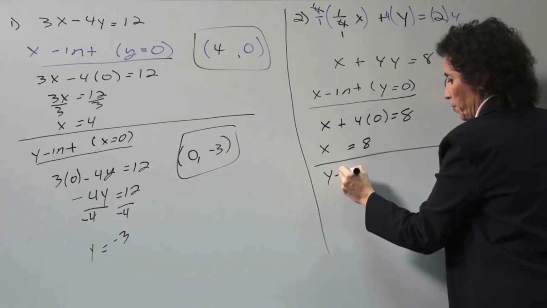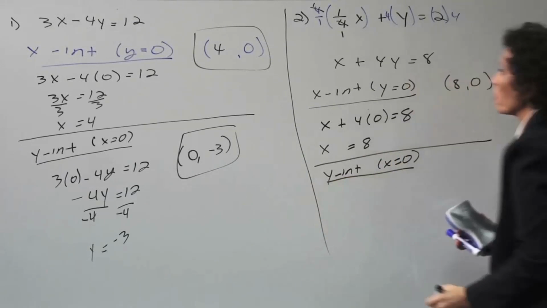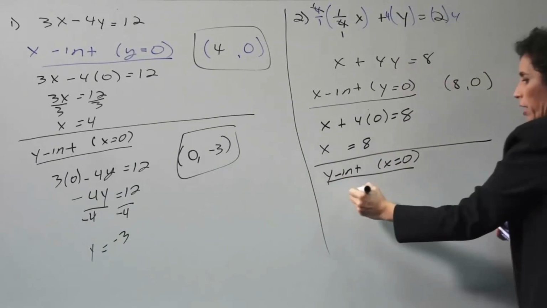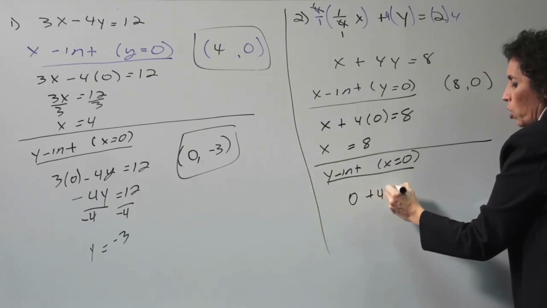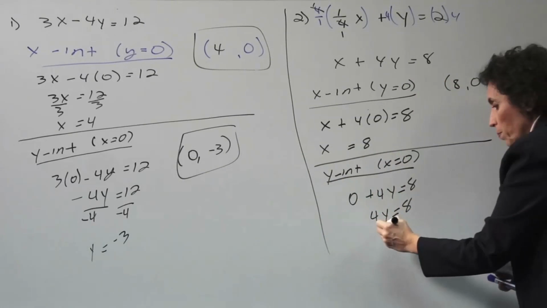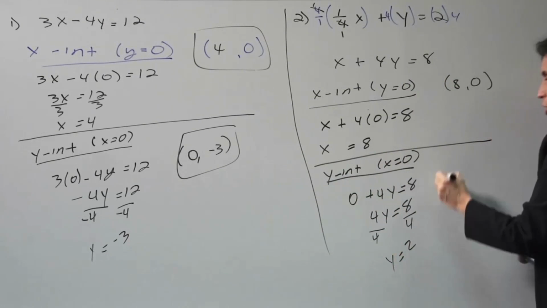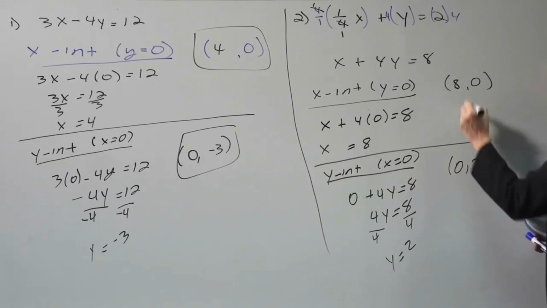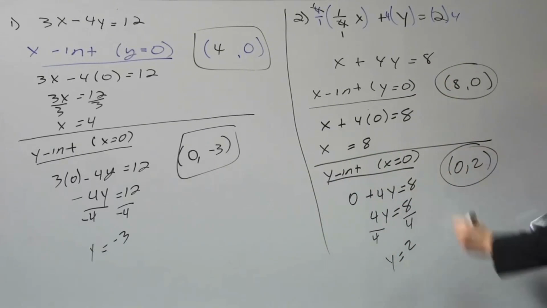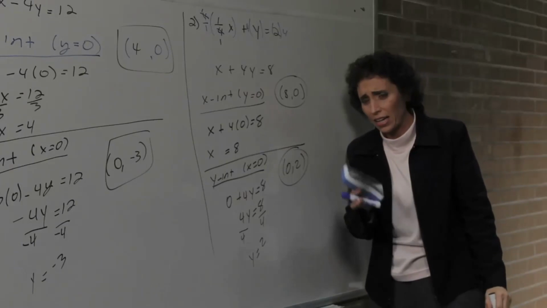The y-intercept, x has to be 0. So if x is 0, we get 0 plus 4y equals 8, or 4y equals 8. Divide by 4. We get y equals 2. So that's 0, 2. So there's your x-intercept, there's your y-intercept. Pretty cool, pretty easy. I think I gave you the easy ones.